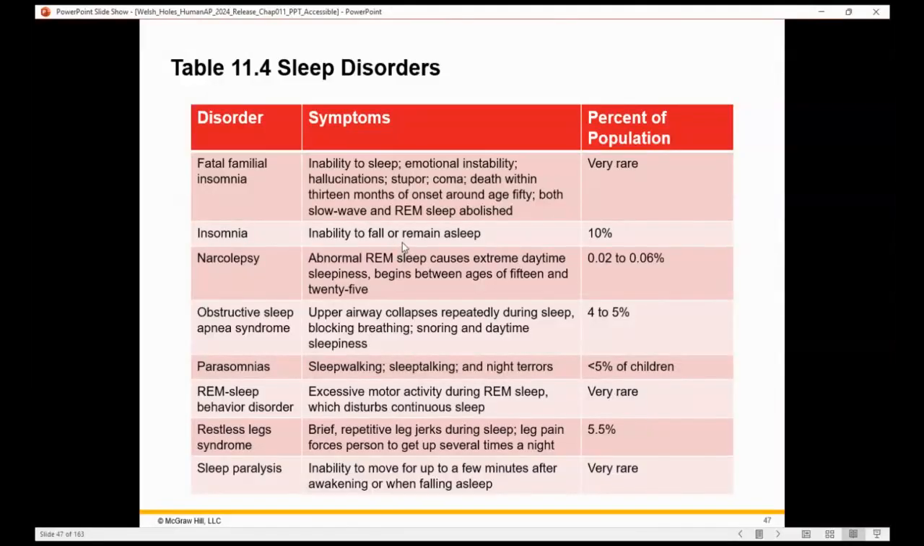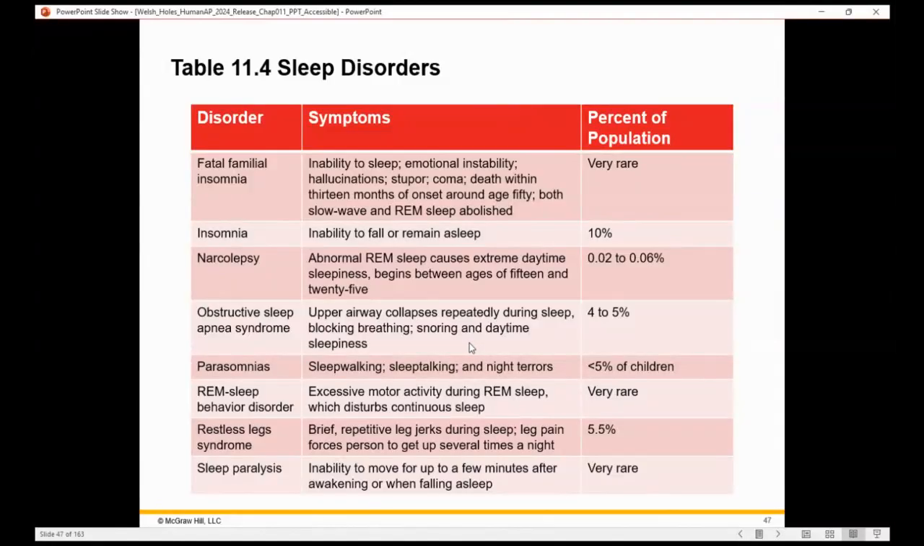Insomnia, this is the inability to fall or remain asleep, and this occurs at any time in 10% of the population. Narcolepsy, this is abnormal REM sleep, which causes extreme daytime sleepiness and begins between the ages of 15 and 25. Only 0.02 to 0.06% of the population has this.